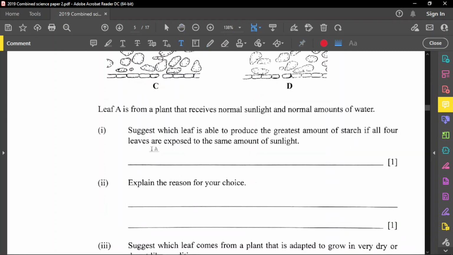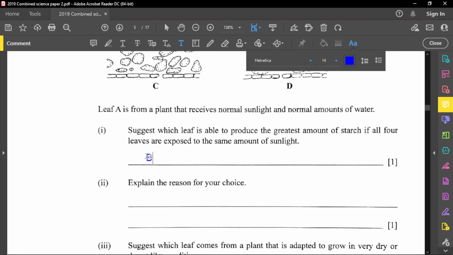All right, and it said explain the reason. So part 2 said explain the reason for your choice. And the reason for this choice is because it contains the most chloroplast. As simple as that. This leaf contains the most chloroplast.